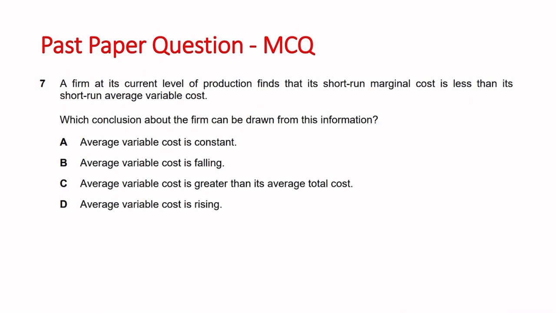A firm at its current level of production finds that its short-run marginal cost is less than its short-run average variable cost. Which conclusion about the firm can be drawn from this information? A. Average variable cost is constant. B. Average variable cost is falling. C. Average variable cost is greater than average total cost. Or D. Average variable cost is rising. I'm going to give you guys 1 minute to answer this question.